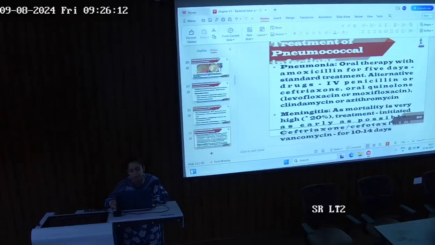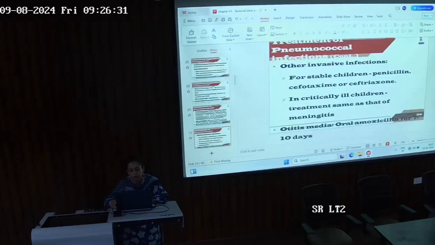Treatment is oral therapy with amoxicillin for 5 days, which is a standard treatment. For meningitis, as mortality is very high, treatment is initiated as early as possible, and ceftriaxone or cefotaxime plus vancomycin for 10 to 14 days is the drug of choice. Other invasive infections for stable children: penicillin, cefotaxime or ceftriaxone, and in case of critically ill children, treatment is the same as that of meningitis. Then otitis media: oral amoxicillin for 7 to 10 days.